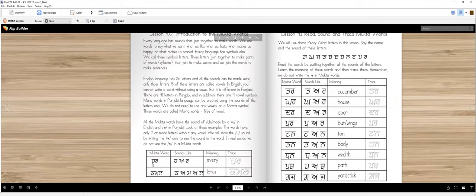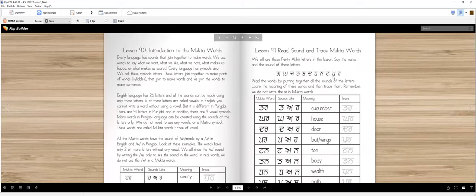So this word is har, har, har. But what are the sounds you hear? You hear h, r, h, r, har. Har means every. Har also means God. Okay. Later on, you will trace these words. K, m, l. Kamal. Kamal is lotus. Kamal is also somebody's name.